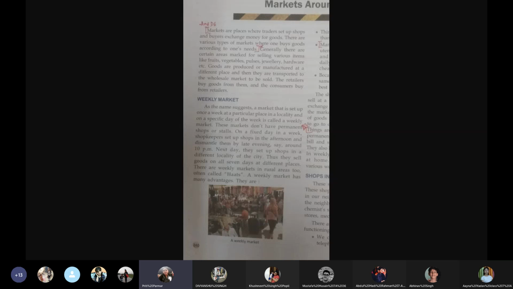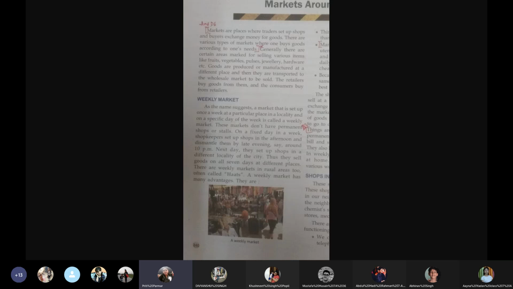These markets don't have permanent shops or stalls. Now, you all know it, the Budh Ki Bazaar or the Thursday market in Aminabad. So all these markets are set up on a day and they don't have a fixed shop or a stall.